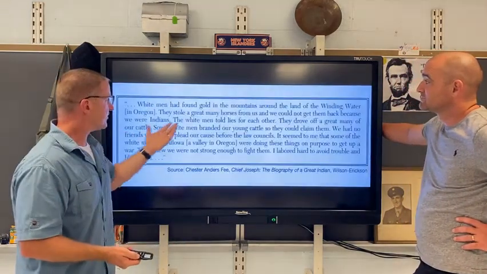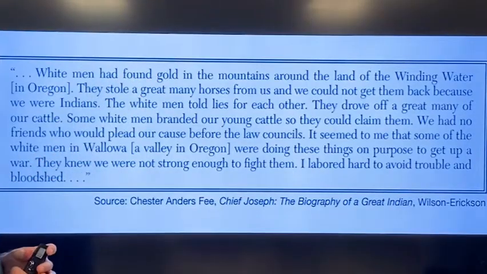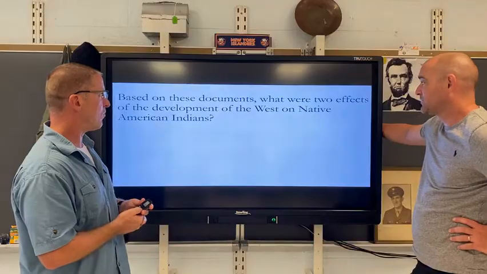Other effects, if we look at the documents: when they found gold, the Native Americans were pushed off their land. Resources such as horses and cattle were stolen from them. And they went to war. Anything else?